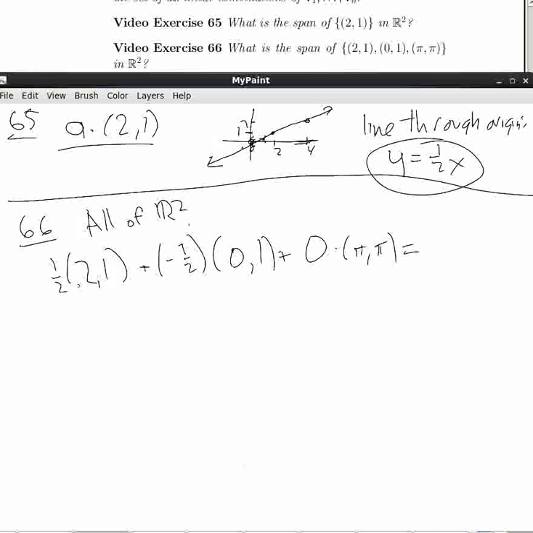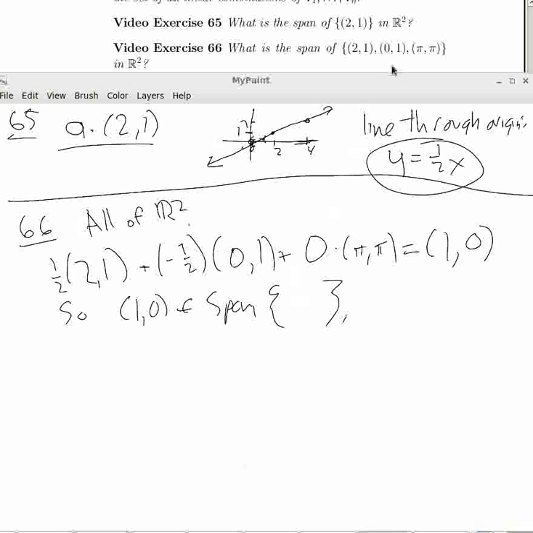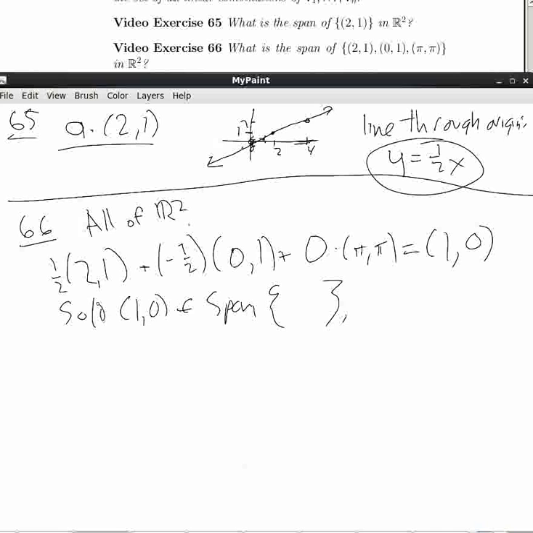What's that equal to? Well, the first component is going to be 1 plus 0 plus 0, so that gives me 1. The second component is going to give me 1/2 minus a half plus 0. So (1, 0) belongs to the span of the set. But also (0, 1) belongs there.